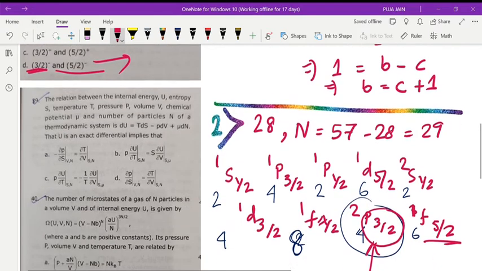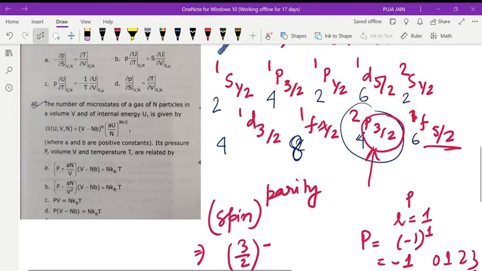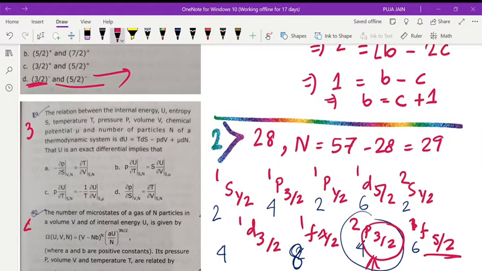Okay. Now on to the next question, question number 3 and this is question number 4.